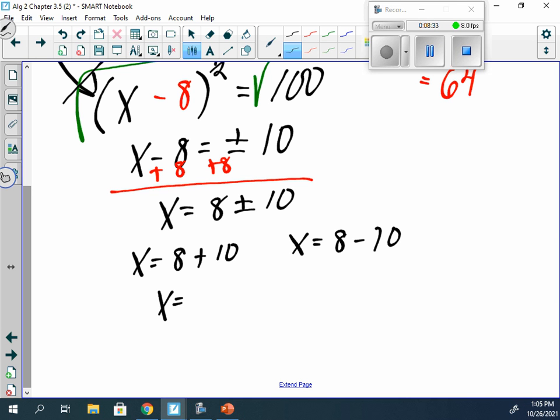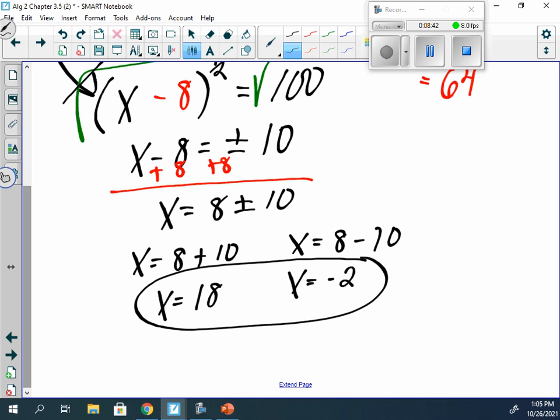Eight plus 10 is 18. 8 minus 10 is negative 2. Now, we did do this one yesterday, and we got the same results.